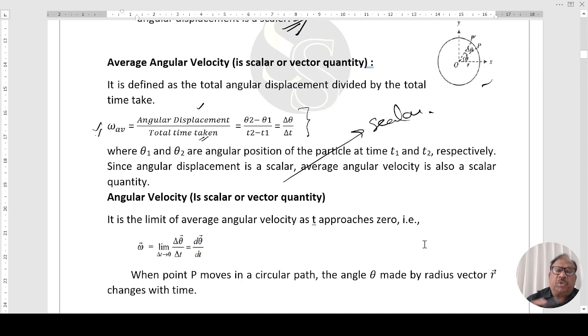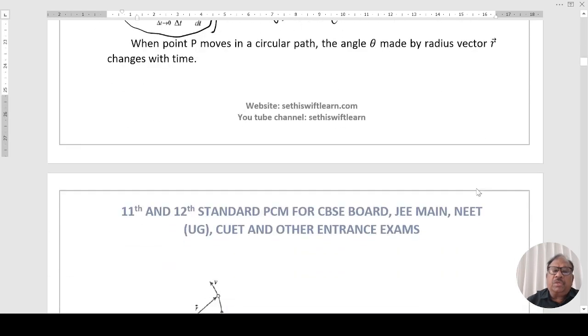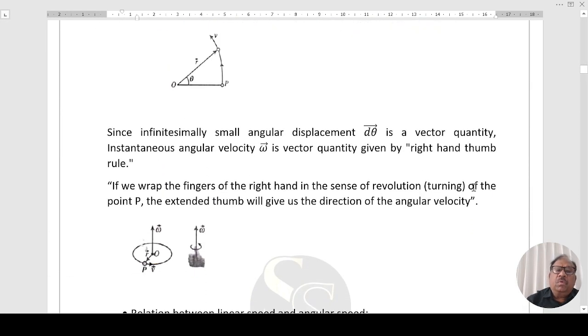Angular velocity, in this case, means delta theta is very small, delta t we are tending to 0. Then it is a vector quantity. The direction of angular velocity is given by the right hand thumb rule.